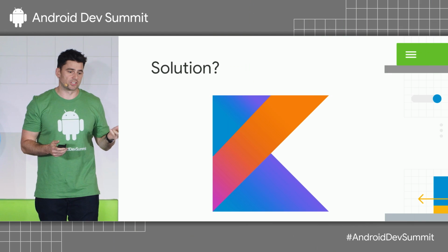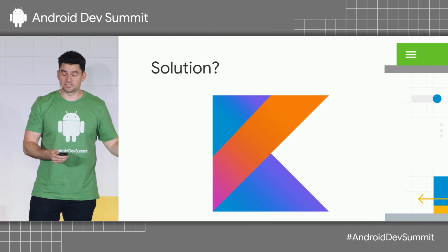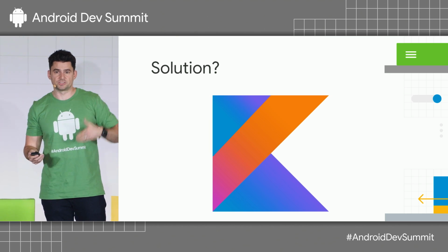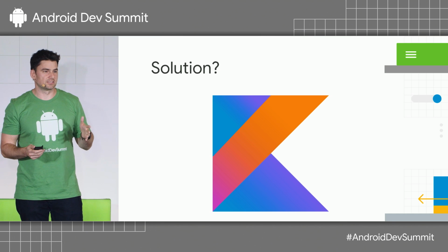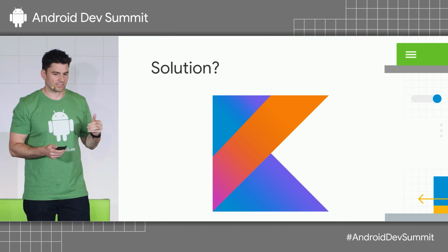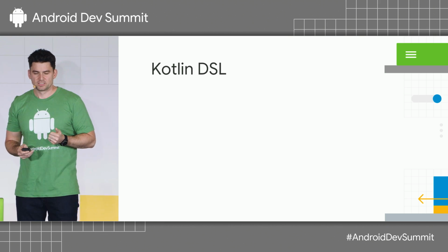And last year at I/O, we announced official support for Kotlin. So I started thinking, how could I use Kotlin to make this easier? And I did convert the whole thing to Kotlin, which did reduce the code lines a lot. But I found something else with Kotlin that made it even more cool. And that was something called DSL. So what is Kotlin DSL?